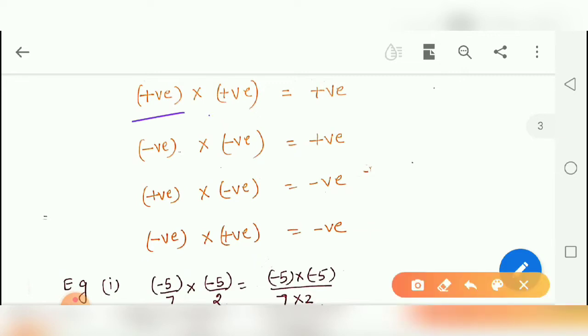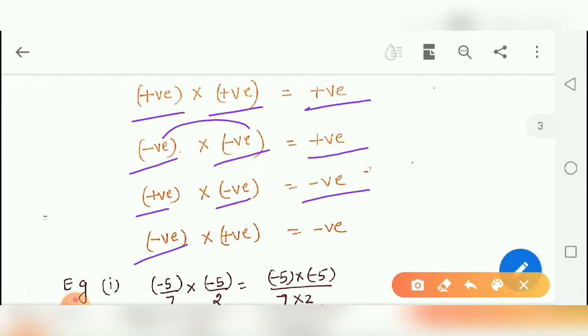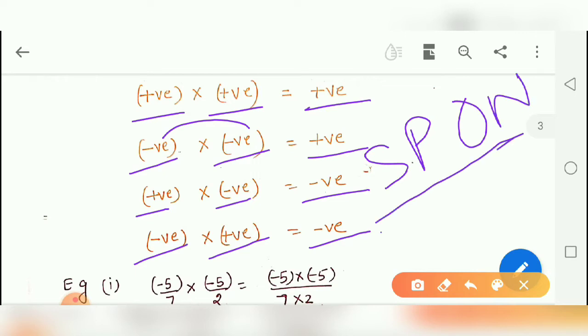Like, if a positive rational number is multiplied with a positive number, then the answer is positive. If a negative number is multiplied by a negative, meaning both signs are the same, the answer is positive. If one is positive and the other is negative, then the answer is negative. If the first rational number is negative and the second is positive, then also the answer is negative. So same, positive; opposite, negative. This is a way to remember the multiplication rules.